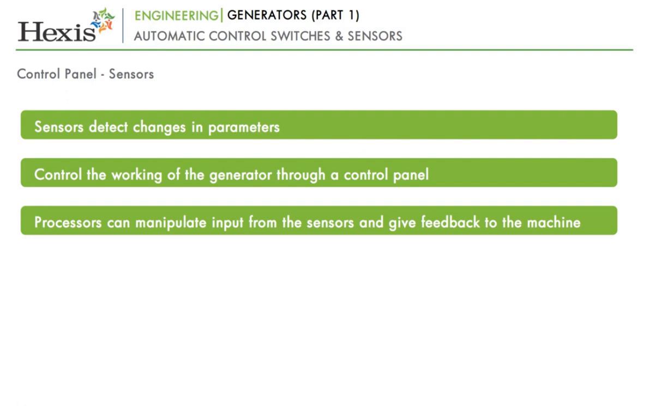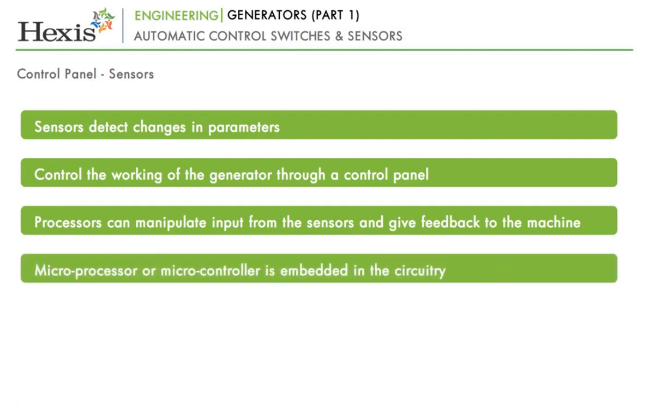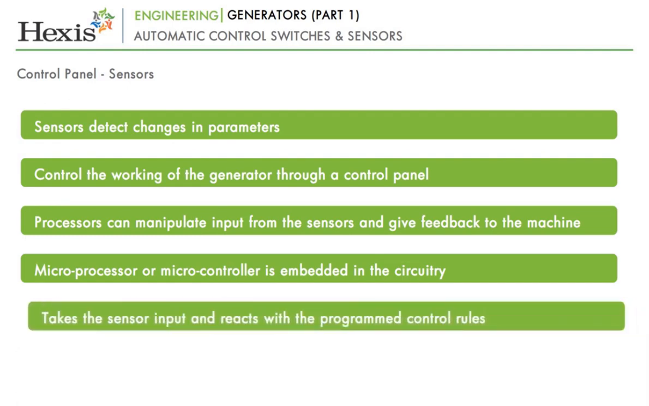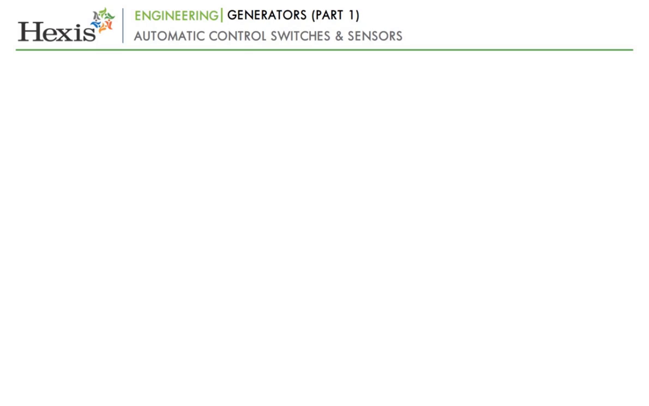In industrial situations, this functionality of control panels is extremely critical. The microprocessor or microcontroller is embedded in the circuitry inside the control panel. It takes the sensor input and reacts to that with the programmed control rules. The prime movers and the alternators also have controls and protection.